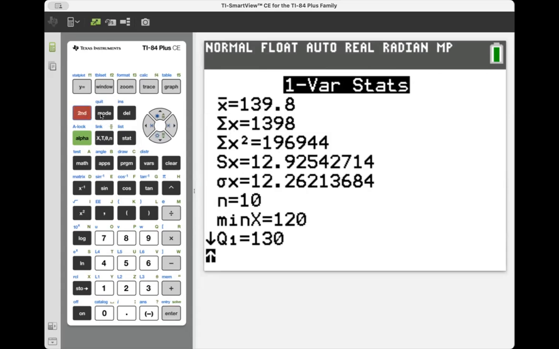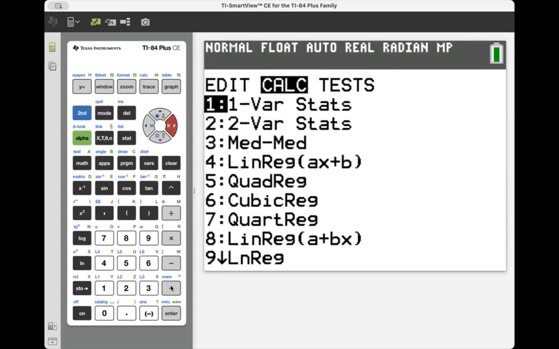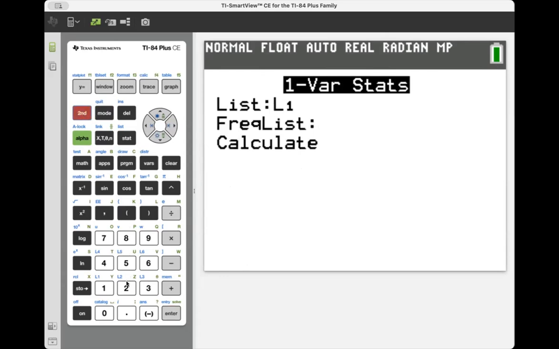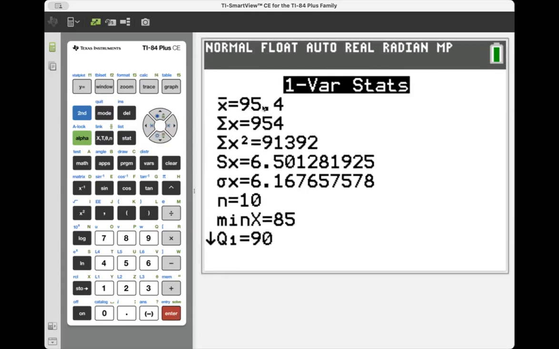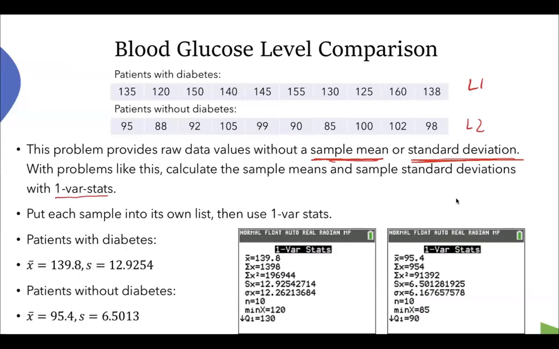And we're going to do this again with the patients without diabetes in L2. And we get 95.4 as the mean. And again, it's a sample, so the sample standard deviation is 6.5013. Now, keep those numbers handy. We're going to be using them in our formula. Okay, so here are the numbers that we got from our calculator. And we're going to be plugging them in the formula in the same way we did the previous problem.